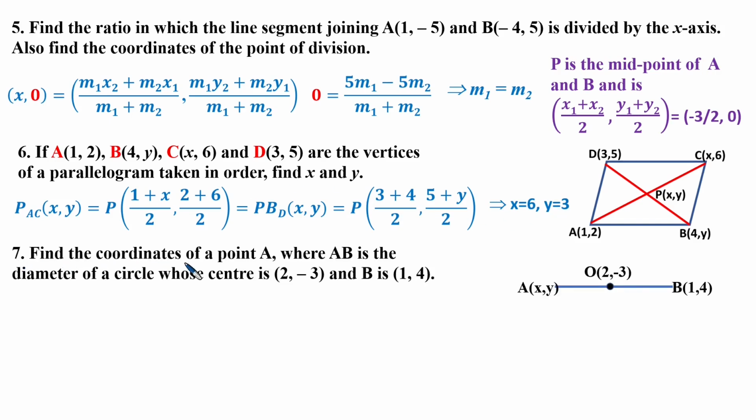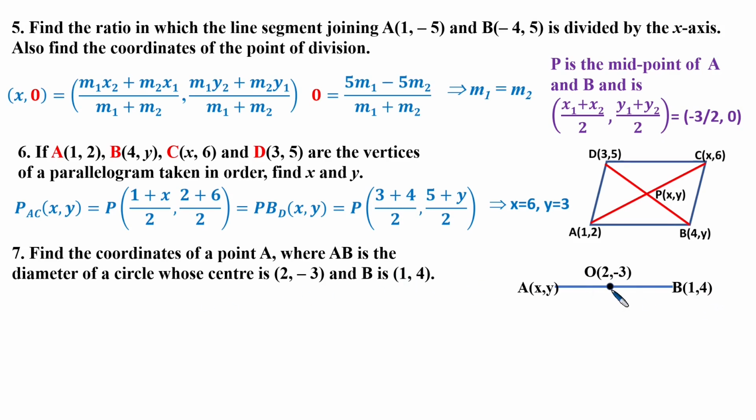Now 7: find the coordinate of point A, where AB is the diameter of a circle. So you have to find this coordinate x comma y. This you have to find. And this is the diameter, so this is the center point. And the center point is given to you as 2 comma minus 3. And B is also given, 1 and 4.